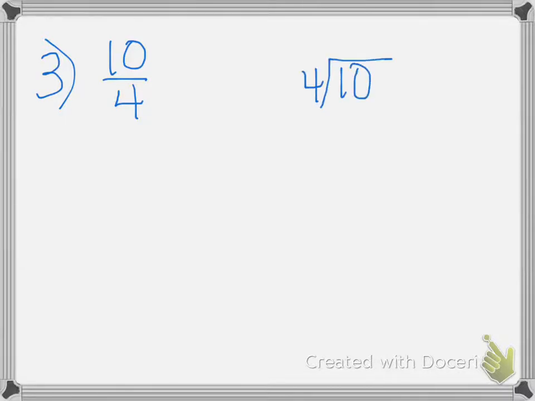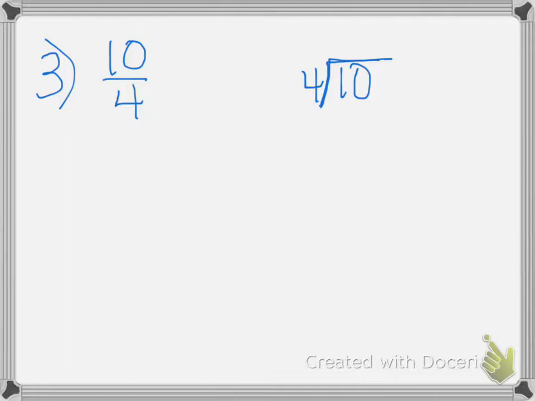Alright, let's look at changing improper to mixed. Again, I have a 4 as a denominator, so I know it takes 4 pieces to make the whole. And I want to see how many 4s I have in 10. So I can go ahead and say, well, what is 10 divided by 4? Remember, this fraction is a division problem. 10 inside the box being divided by 4 outside of the box.